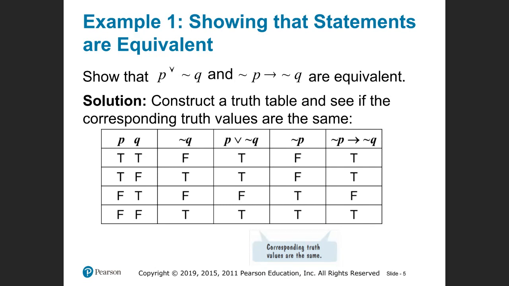For the second row, the antecedent is false, so it doesn't matter what the consequent is, it's going to be true. For the third row, the antecedent is true and the consequent is false. This is the instance where the statement would be false. And then for the fourth row, they're true. We see in comparing columns 3 and 5 that they're equivalent because the truth values are the same.